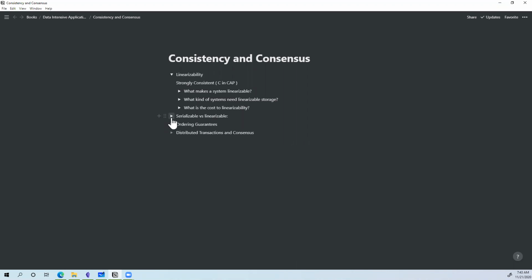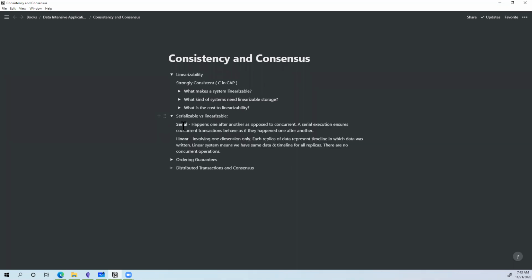So this is how I think about it, and this is how I try to remember it. Serializable: what is the meaning of serial? If you look at the dictionary meaning, serial means something that happens one after another, in sequence. Serial is the opposite of concurrent. Concurrent means things are happening together, and serially means they are happening one after another, in order.